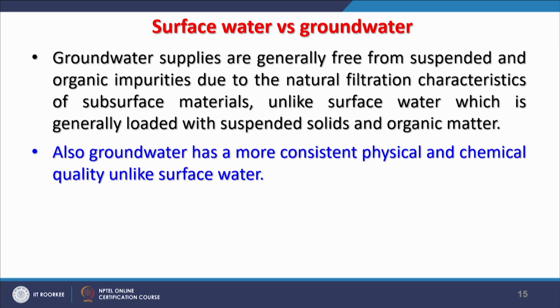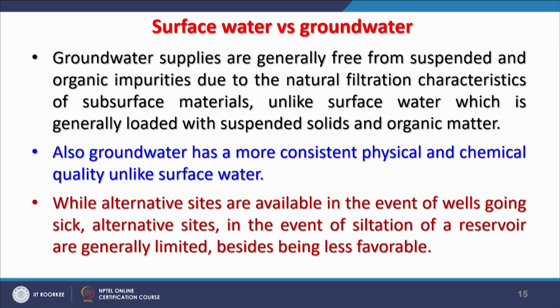Also, groundwater has more consistent physical and chemical qualities, unlike the surface water. In terms of physical characteristics, the temperature of groundwater is also constant. Most of the time it has almost the same temperature. While alternate sites are available in the event of wells going sick in the case of groundwater, finding alternate sites for reservoirs is very limited, because in a reservoir there will be siltation.